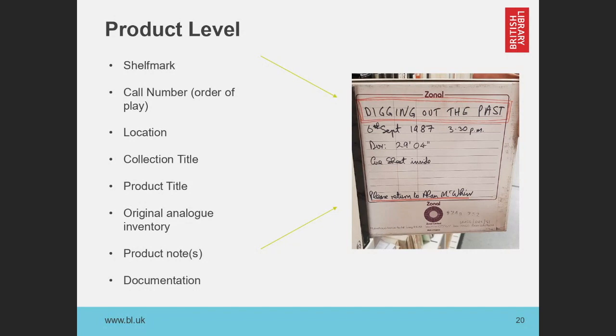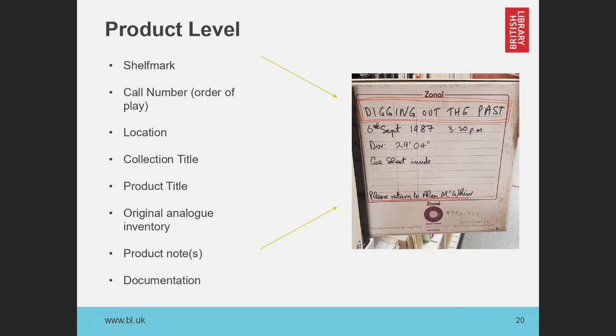Most of the fields at collection level are repeated at product level, so you'll see some familiar words there. So we have shelf mark, location, and collection title. But we now also have call number, and this represents the playback order of the recordings. So, for example, an oral history interview, which runs over 5 tapes, can be played in the correct order together.